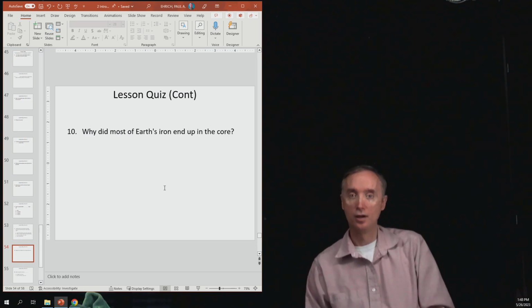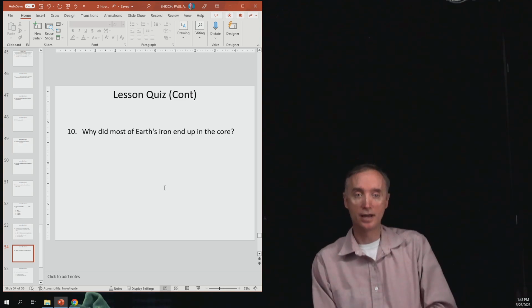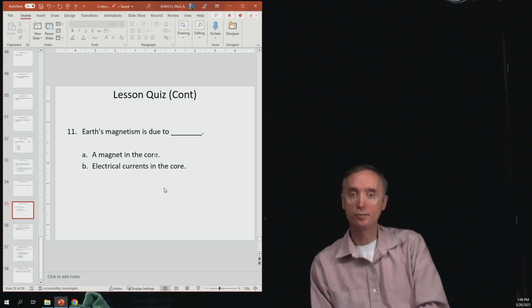Okay, number 10. Why did most of Earth's iron end up in the core? Because it's more dense. And so less dense things float on top of more dense things. So the densest stuff inside the Earth is the iron and nickel, and so it went down to the core of the Earth.